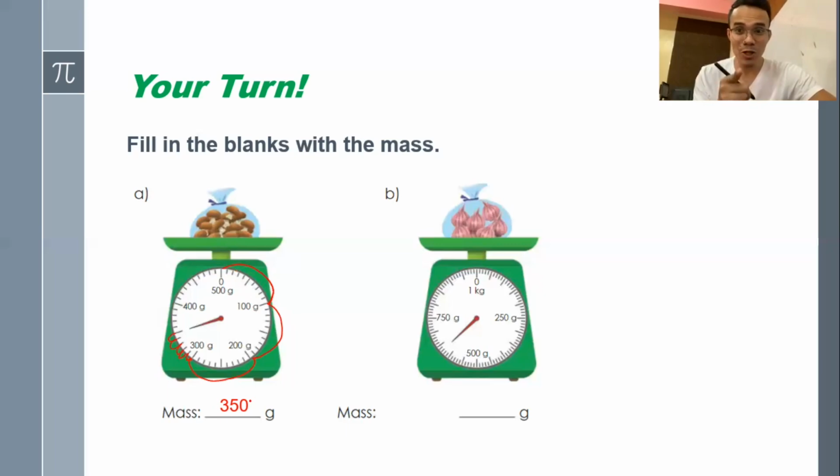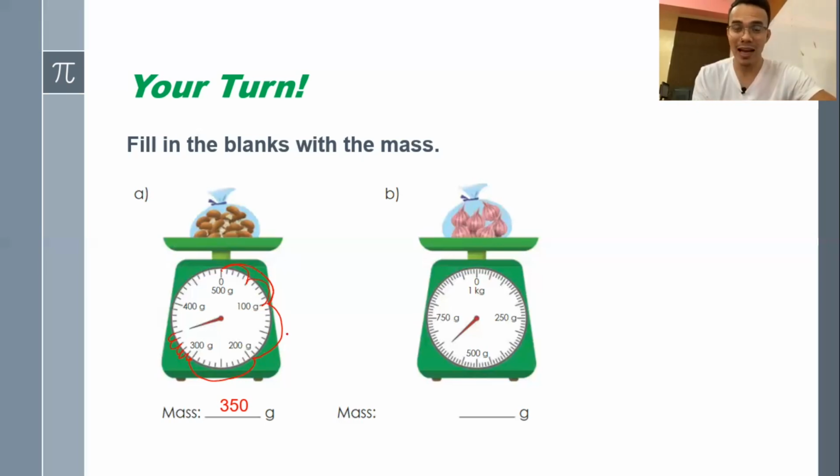Notice, grade 2, that we have small marks, we also have big marks. Every 2 big marks count 100 grams. One big mark, another big mark, that's 100 grams. One big mark, another big mark, that's another 100 grams.